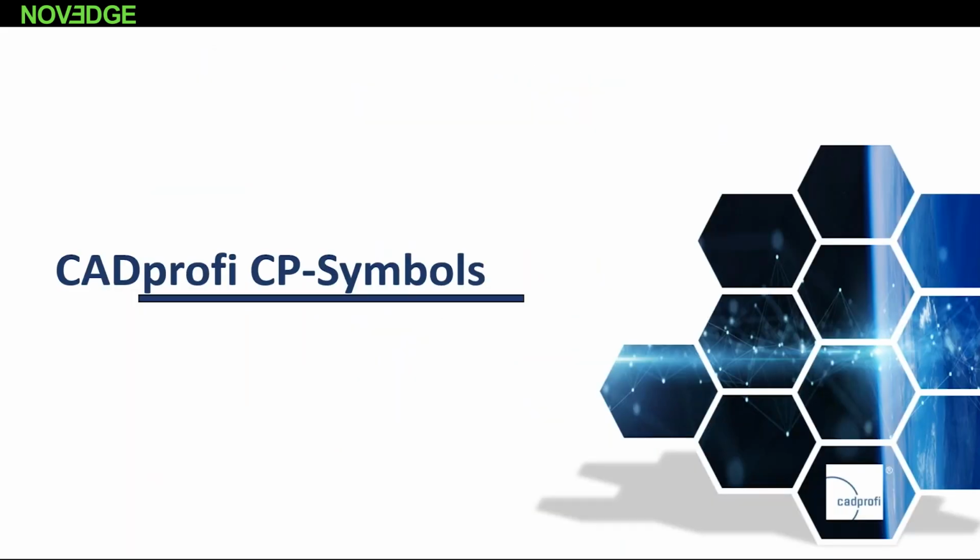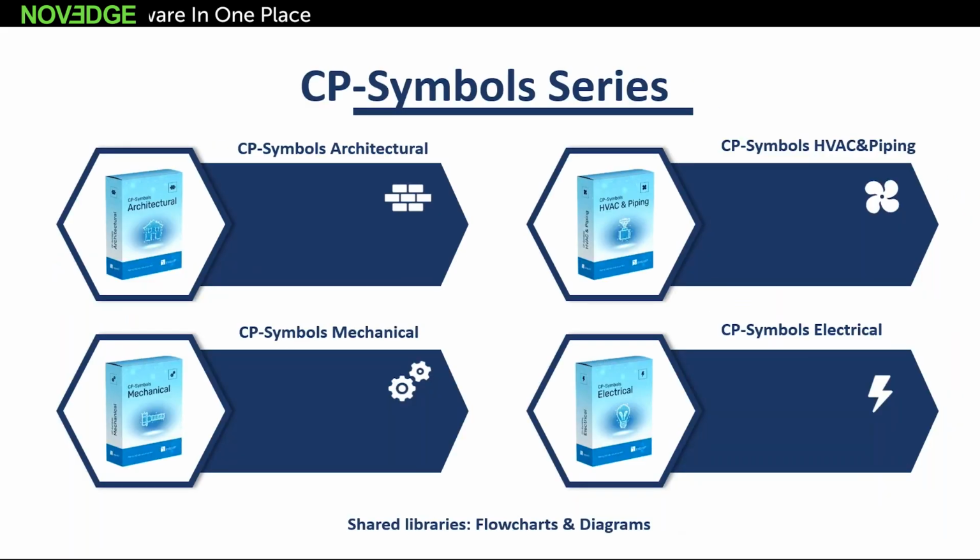Except our modules, you are also able to get the CADprofi CP symbols, which is just a part of our software. And the CP symbols series comes in the same way. They are divided in the same way as our modules, and those are only libraries of every separate part of our software. And in CP symbols, for example, architectural, you will have a library of woodworks, of interior, marks, and safety and evacuation.